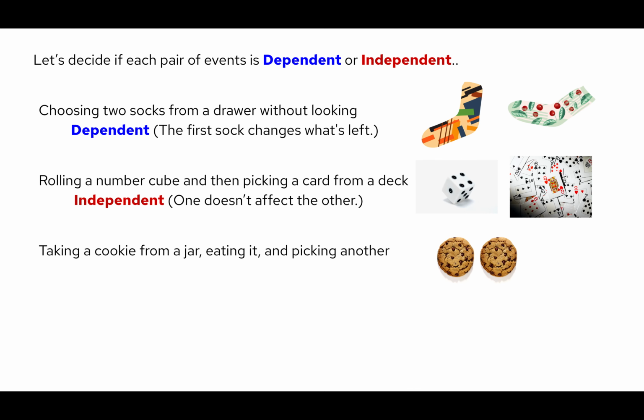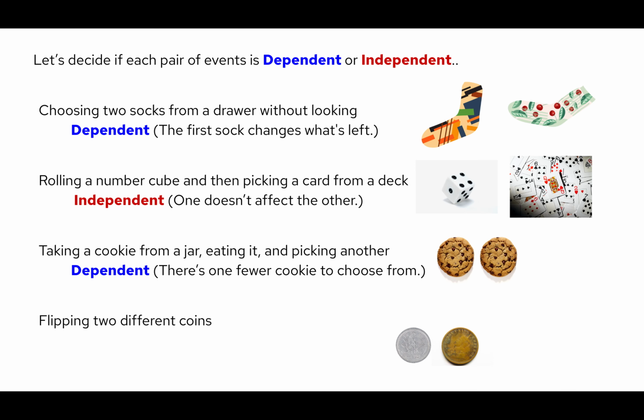What about if you take a cookie from a cookie jar, you eat it, and then you pick another? That's definitely dependent, because there's one fewer cookie to choose from. And the last one, you're going to flip two different coins. And that's independent. They don't affect each other.